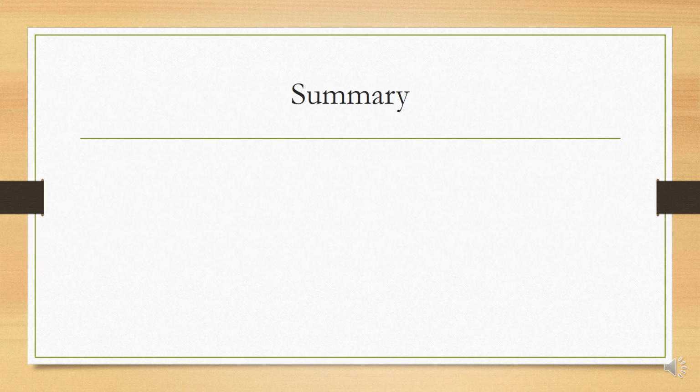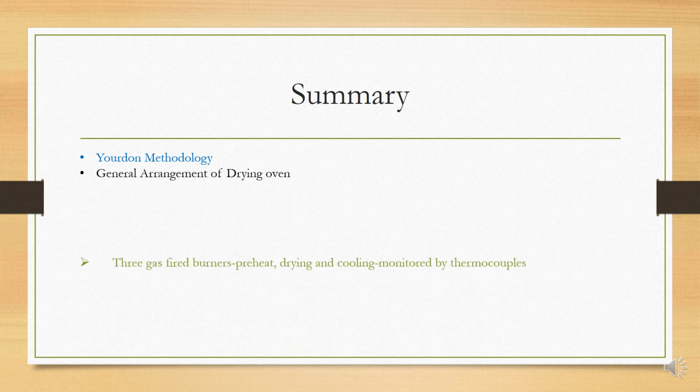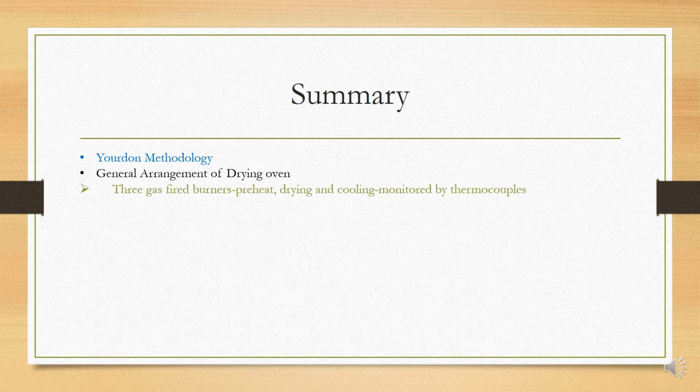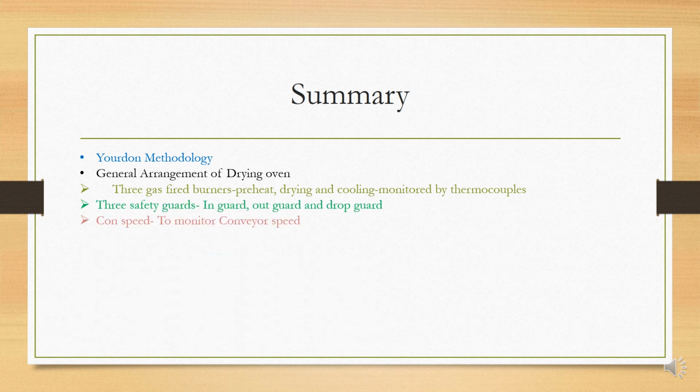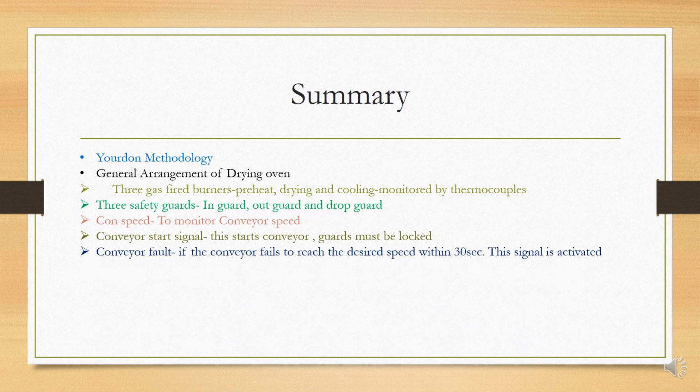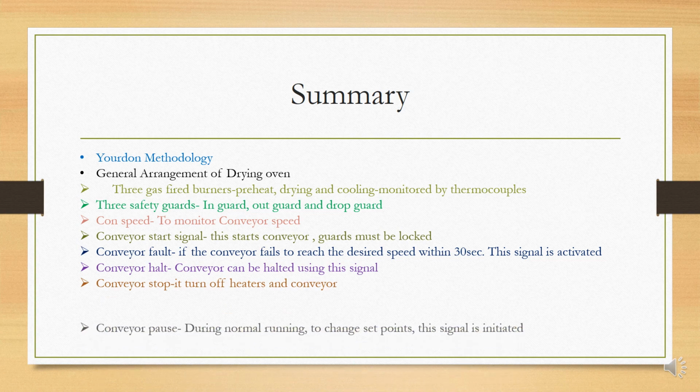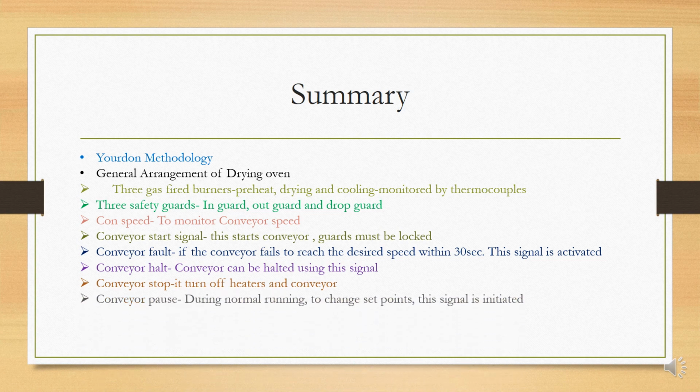The summary of the video is as follows. We looked into the key ideas of Yourdon methodology and the general arrangement of the drying oven. In that we looked into the 3 gas fired burners used, the 3 safety guards used, and various signals like con speed, conveyor start signal, conveyor fault signal, halt signal and conveyor stop signal. Also we looked into conveyor pause and the display menus used in the drying oven.